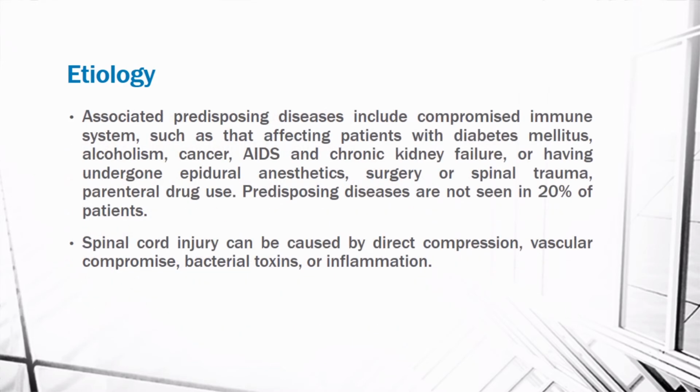Associated predisposing diseases include a compromised immune system, such as that affecting patients with diabetes mellitus, alcoholism, cancer, AIDS and chronic kidney failure, or having undergone epidural anesthetics, surgery or spinal trauma, or parenteral drug use. Predisposing diseases are not seen in 20% of patients. Spinal cord injury can be caused by direct compression, vascular compromise, bacterial toxins, or inflammation.